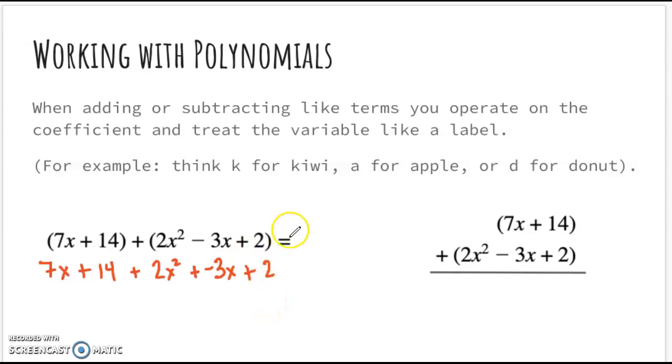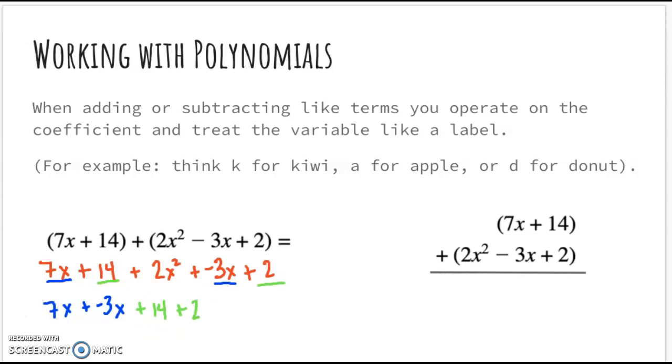And now I'm going to go through and rearrange so that my like terms are together. Okay, so I've got 7x and negative 3x, so I can group those together. So I've got 7x plus negative 3x, right? And then I've got this plus 14 and this plus 2. Those are like terms. So I'm going to add 14 and 2.